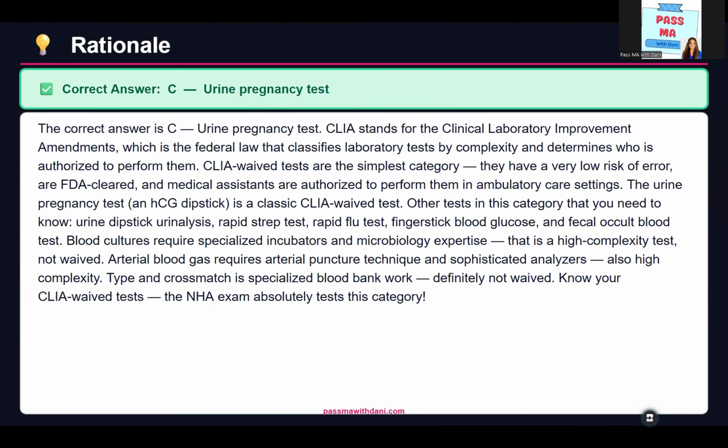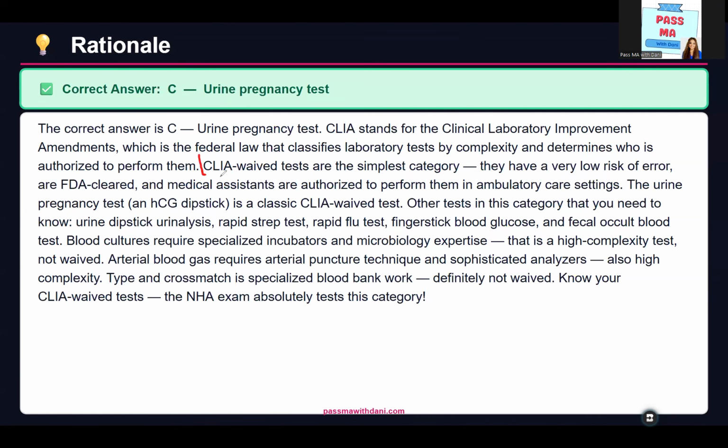Now, I want you guys to remember what CLIA stands for because some of you may also run across this. CLIA actually stands for the Clinical Laboratory Improvement Amendment. Now, this is the federal law that classifies lab tests as being complex or more simplistic. This also determines who is authorized to perform them. Another thing you need to remember, not only what CLIA stands for, but you need to remember what tests are in your scope of practice as a medical assistant to perform.